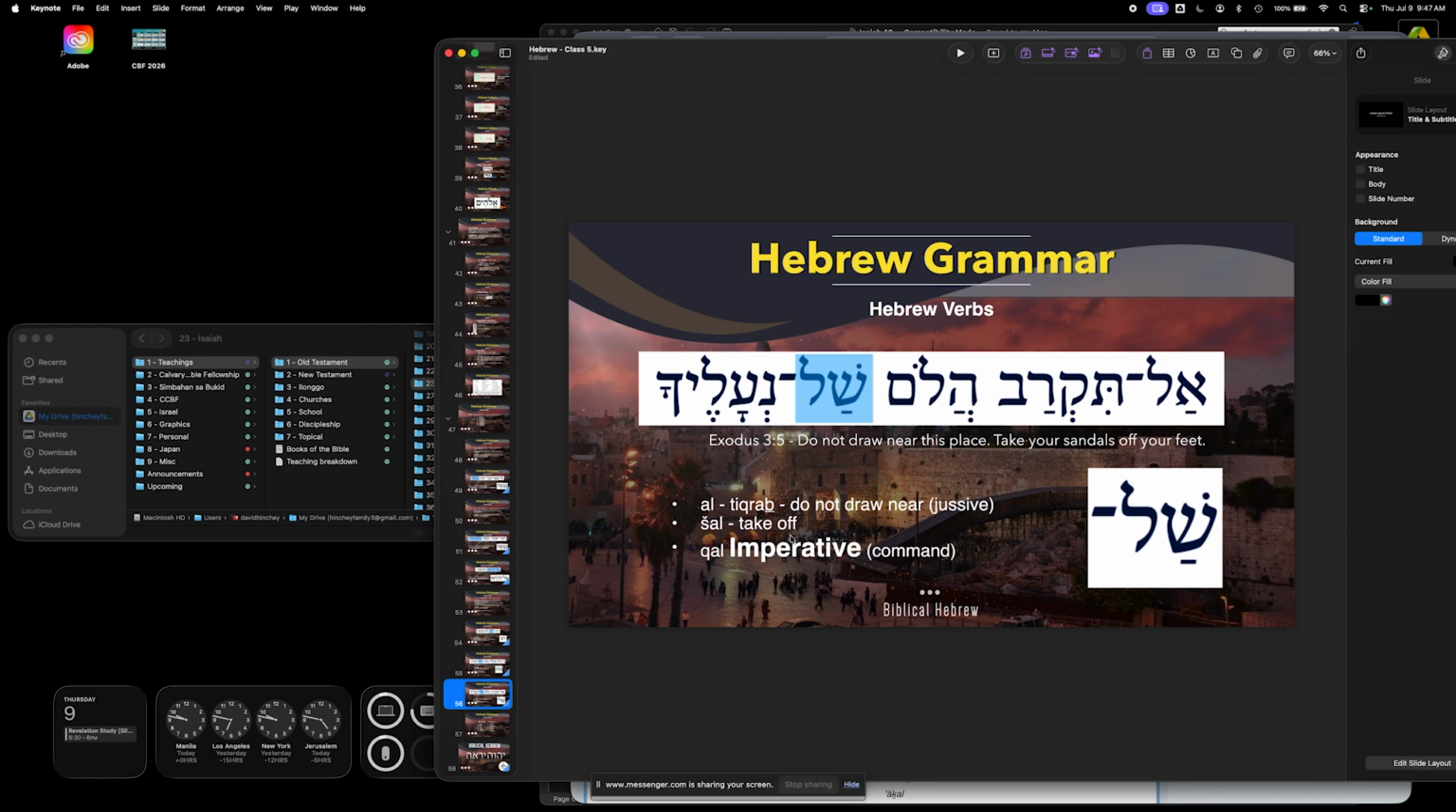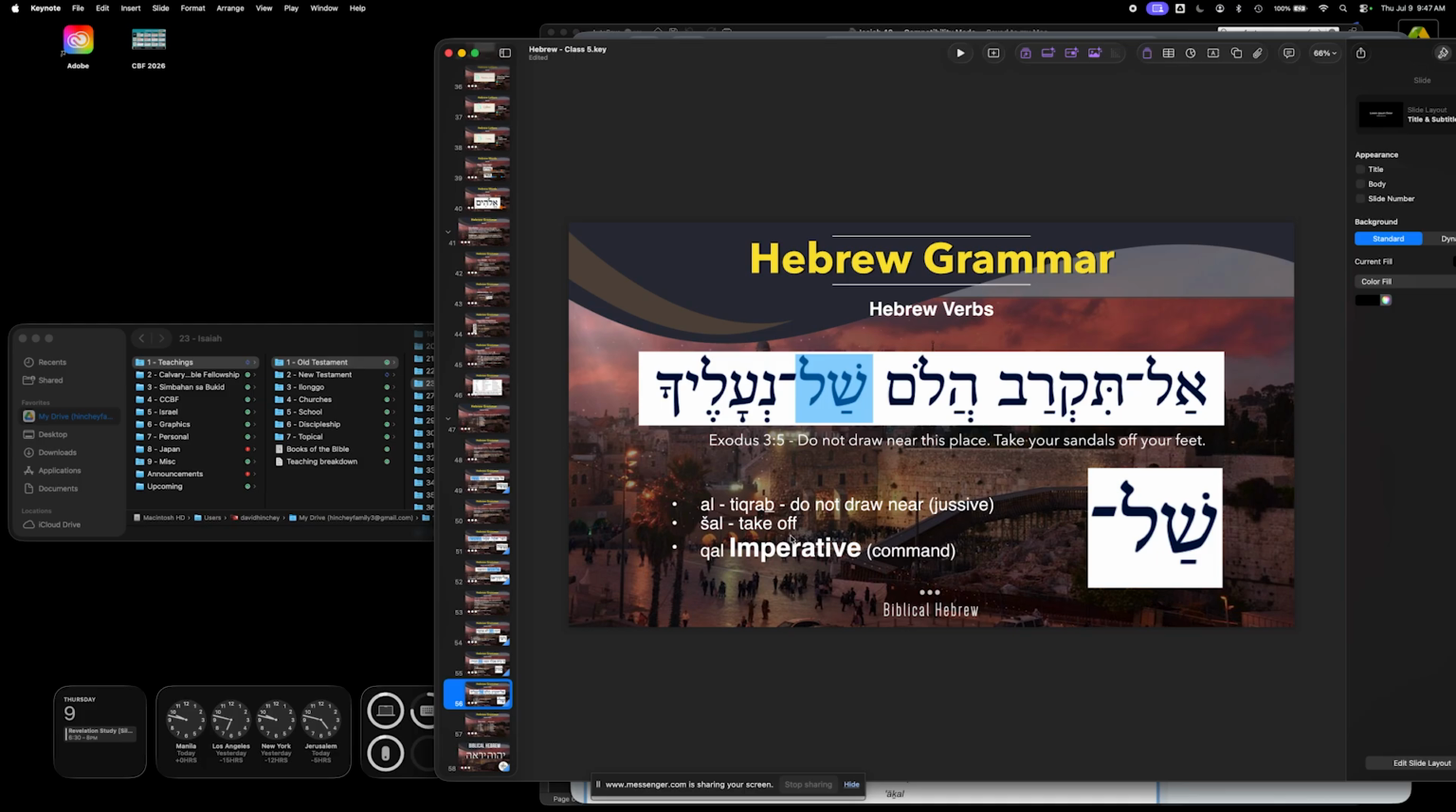Why are you taking your shoes off? This is holy ground. Meaning you're not coming into the presence of an angel. Though it does say the angel of the Lord spoke from the bush, that's not just an angel. How do we know that's an angel? Take off your shoes. You're on holy ground. That's not an angel. That's the Lord.